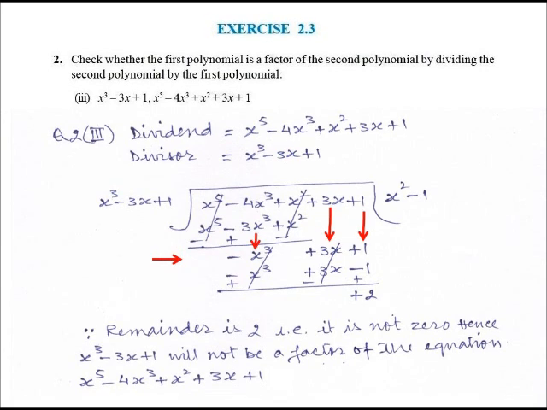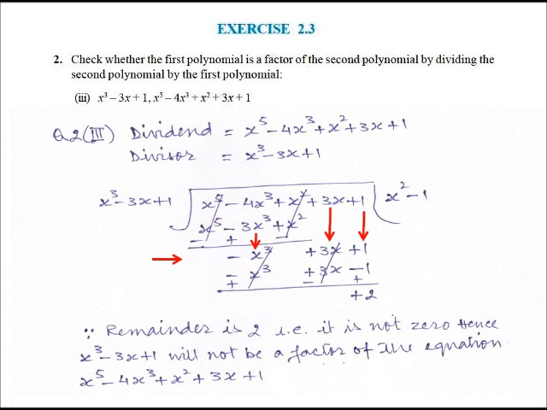Therefore, x to the power 5 will be cancelled by minus x to the power 5, and the difference of minus 4x cube plus 3x cube, that is minus x cube, will be written in the next line. x square will be cancelled by minus x square, and 3x will be brought down in the next line, and 1 will be brought down in the next line.